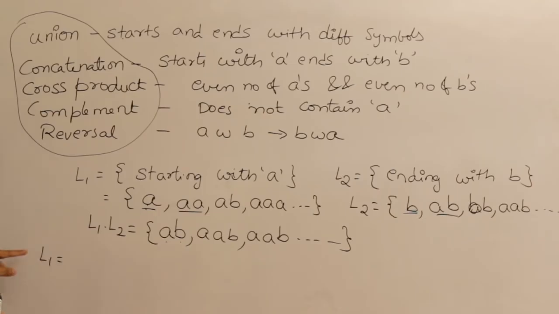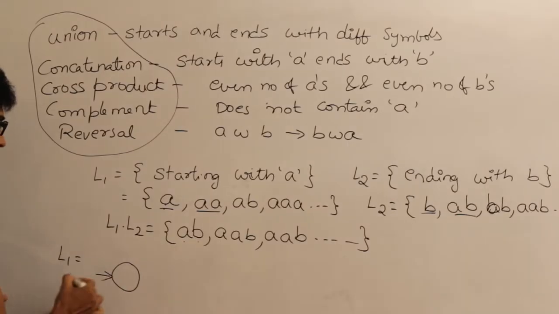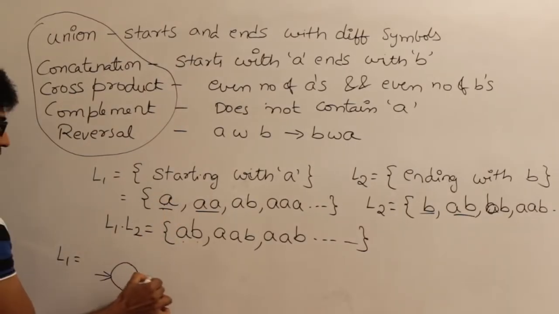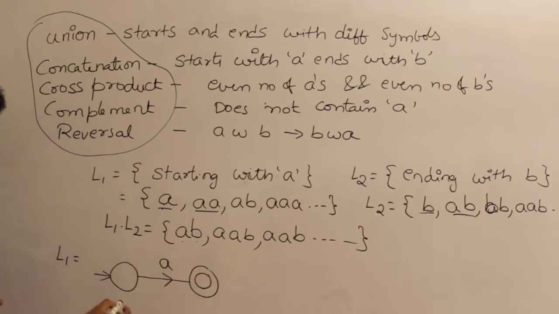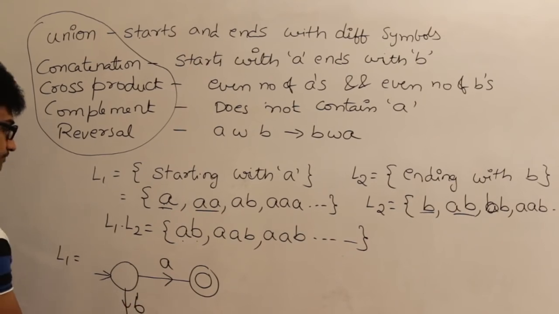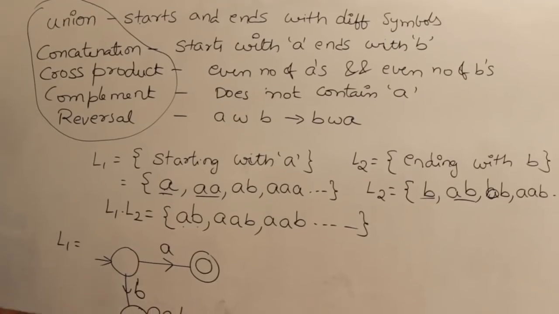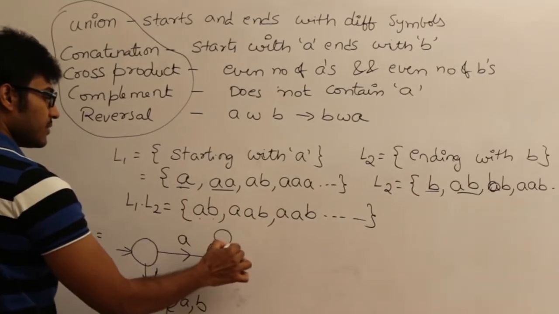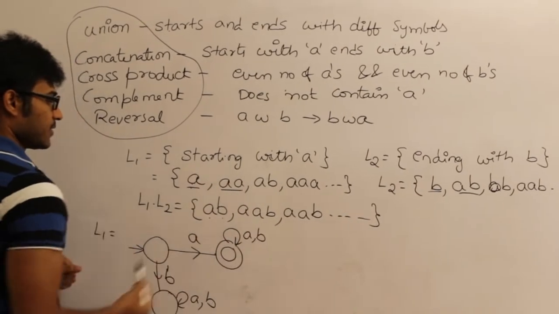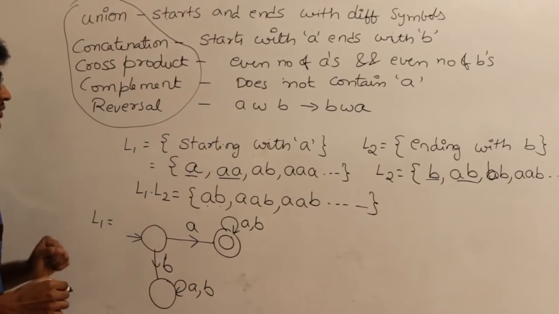Now let us say I want to construct the DFA for L1. The DFA for L1 has to start with A, which means A is the smallest string, and I am going to accept it. If I see any B, I am going to kill it. Why? Because if I see a B, the string is going to start with B, and I should not accept it, and I will never accept it. If I have already seen A, then I am going to accept it. So this is the DFA for the set of all strings which start with A.